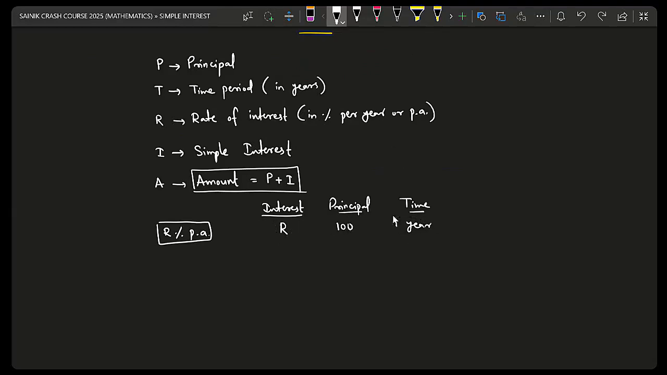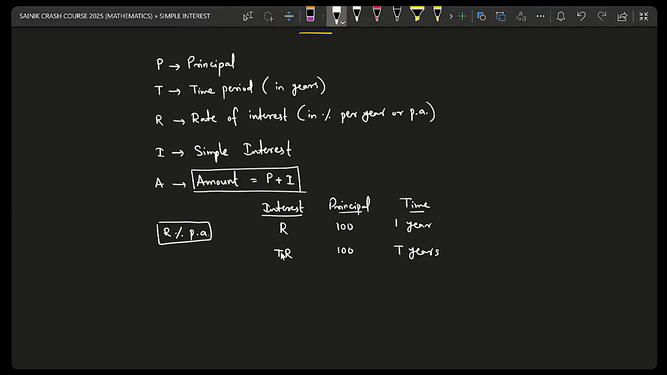Now, what I am going to do is, I want to calculate for T years. For 1 year, we got the answer, it is R. So for T years on the same amount of 100 rupees, what will be the interest? For 1 year, R rupees extra we are paying, and for T years it is going to be multiplied by T. That is TR rupees we are going to pay.